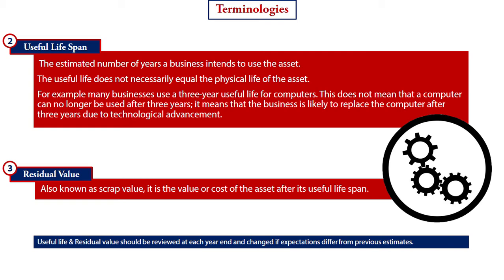Okay, so the useful lifespan does not necessarily equal the physical life of the asset. So for instance, a laptop having a 3-year useful life simply means that it will serve the needs of the business for that period, but does not necessarily mean it will exist or last for 3 years only. Now, it may have the 3-year lifespan because the business is likely to replace the laptop after that period due to technological advancement.